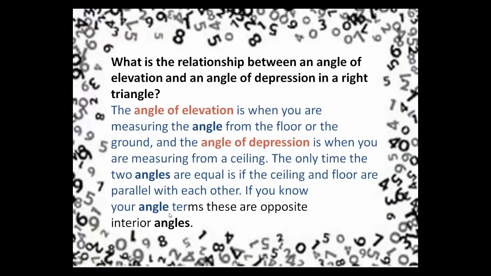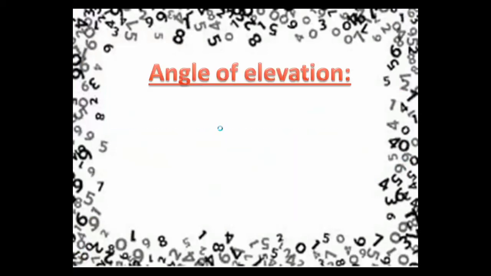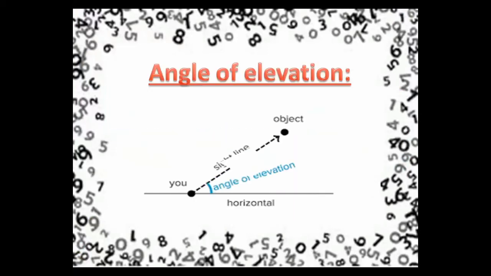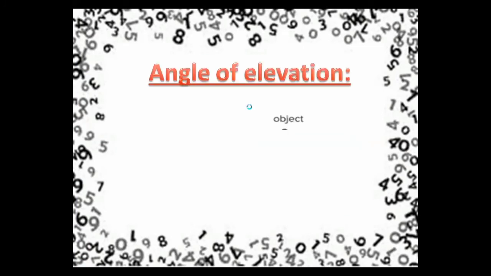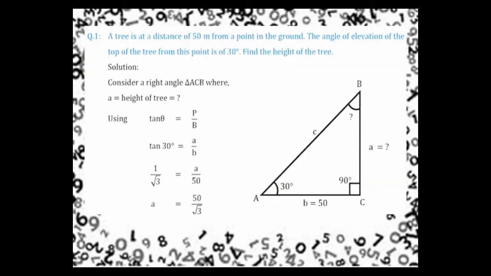If you know your angle terms, these are opposite interior angles. Angle of elevation is when you are measuring from the floor. So this is the floor, and if you are measuring an angle, this is the angle of elevation. And angle of depression is when you are measuring from the ceiling. So this is also the angle of elevation. Now move towards the next question.